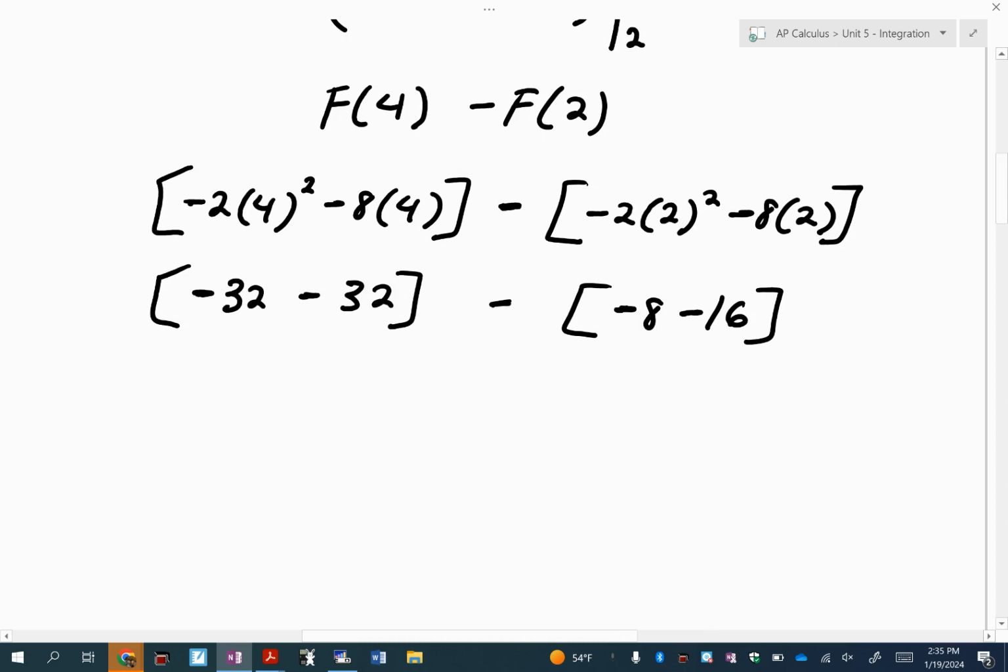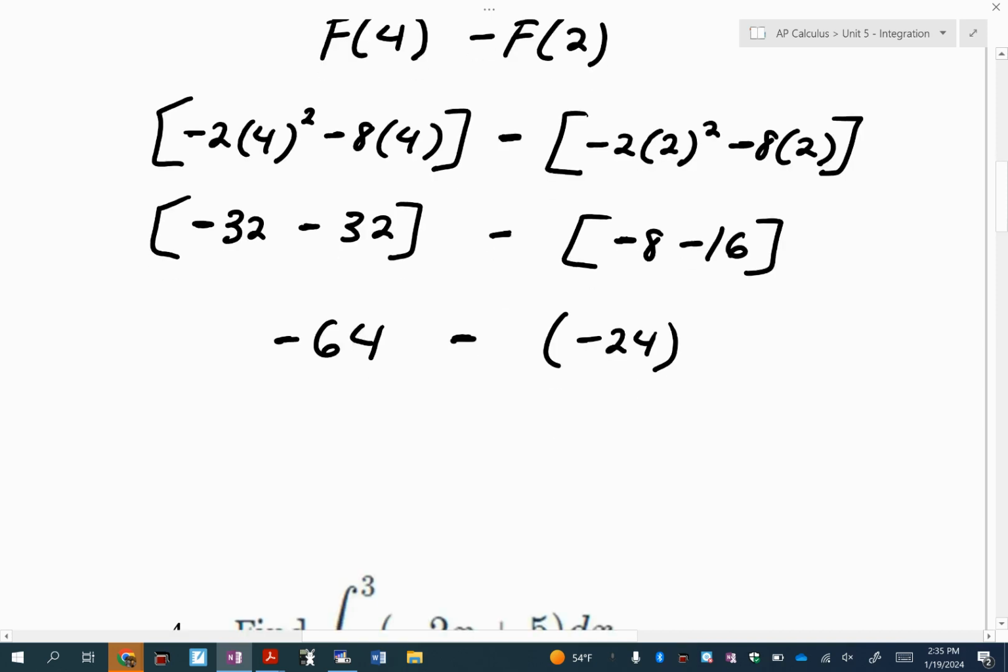Now this is actually not 0. Negative 32 minus 32 is negative 64. And then we're subtracting. What's negative 8 minus 16? Negative 24. So this is what I mentioned earlier, Anita. We're always going to do subtraction, but on this one, I end up subtracting a negative, so I am technically going to be doing plus 24 to get negative 40.